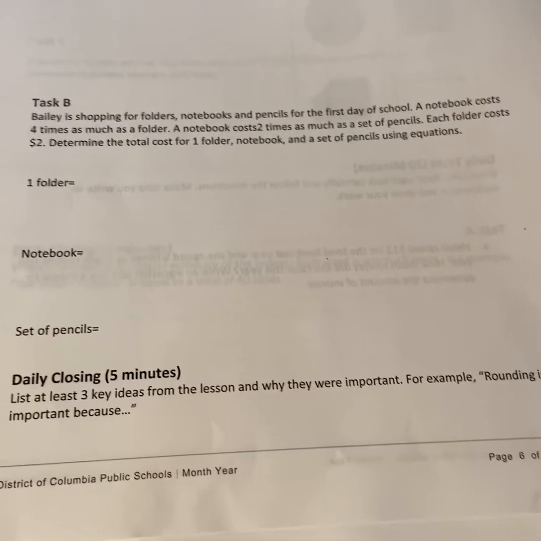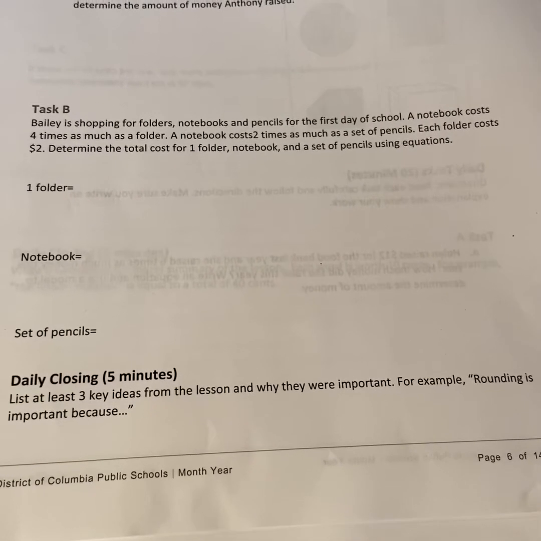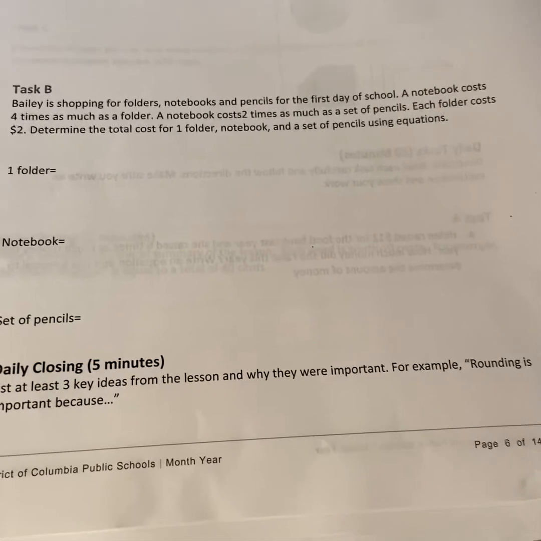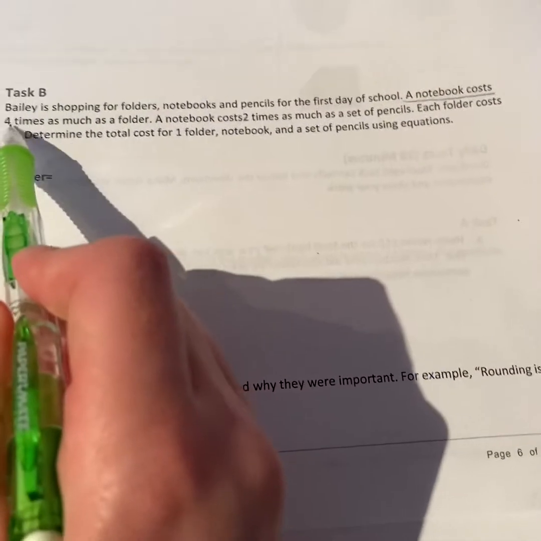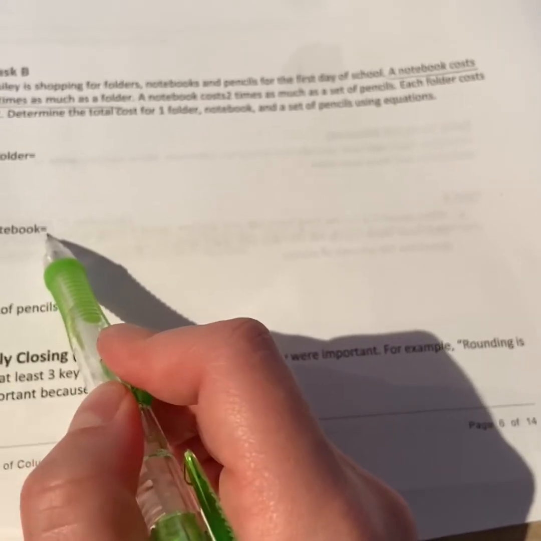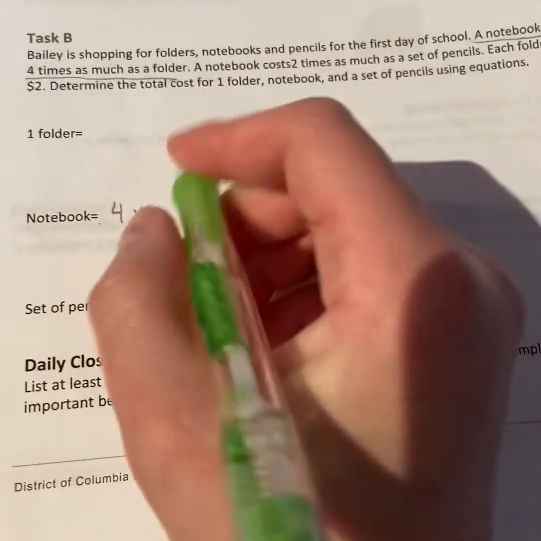All right, so let's read it again. Bailey is shopping for folders, notebooks, and pencils for the first day of school. A notebook costs 4 times as much as a folder. Here's the first clue. A notebook costs 4 times as much as a folder. So notebook equals 4 times folder.